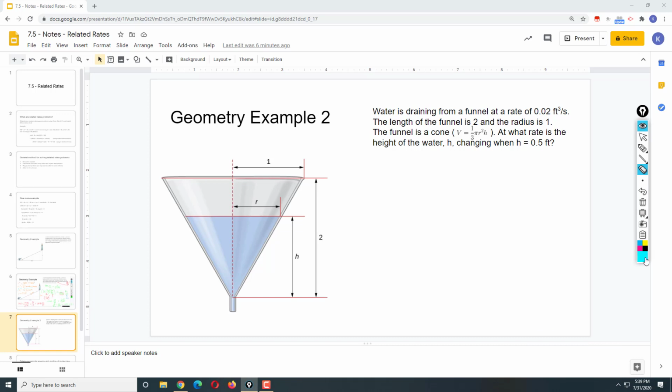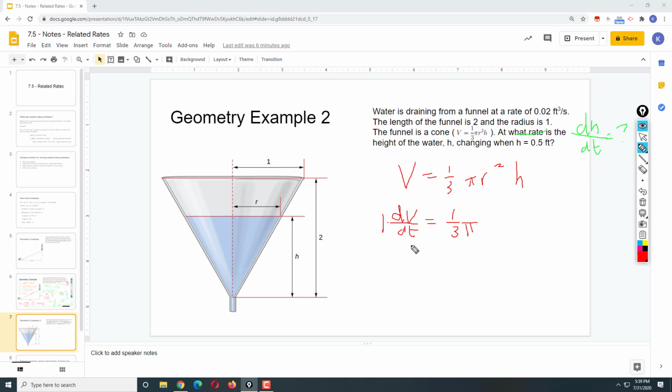First step, we write down our equation. This time they just gave it to us. The volume is 1/3 pi r squared h. We're looking for the rate at which the height of the water is changing, so we're looking for dh over dt. Step 2, take the derivative of both sides. The derivative of V by implicit differentiation, or chain rule, is 1 times dV over dt, equals 1/3. Pi is a constant.